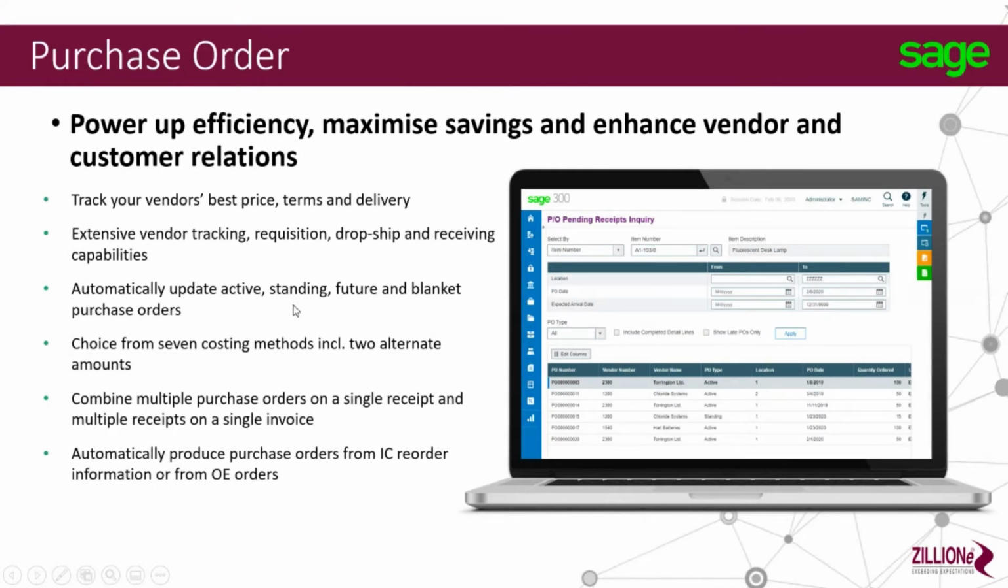So the purchase order module also has been improved over the last few releases as well, where you can track your vendors' best price terms and deliveries. You can perform multiple transactions as well. You have a choice of 7 costing methods, including 2 alternative amounts. You can combine multiple purchase orders on a single receipt, and also, if the need is there to introduce those approval workflows for the purchase order, there are add-on modules that can introduce that.